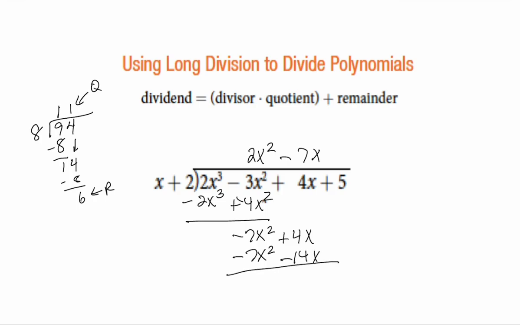But in algebra, we are subtracting, so change the sign of both. So the negative 7x squared became a positive. Perfect. It's going to cancel. It should always cancel out that first term. 4x plus 14x is 18x. Bring down the next thing.